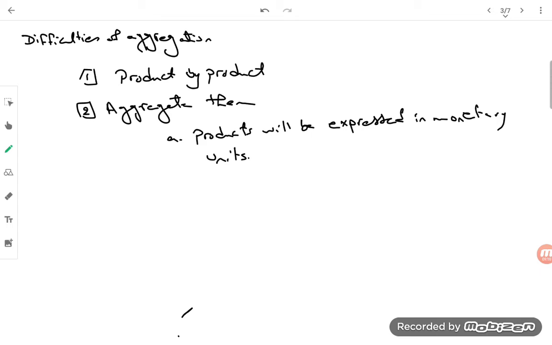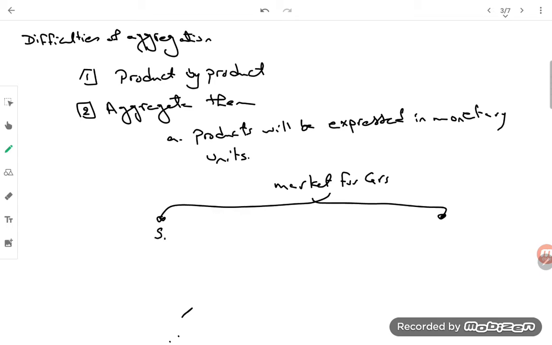But do you think if you add the number of small cars with the number of luxury cars together, multiplied by their prices, of course, this will reflect the differences between both of them in quality? Let's take an example in order to understand it clearly. Suppose that the market for cars has two different types of cars, small and luxury. This is S and this is L.